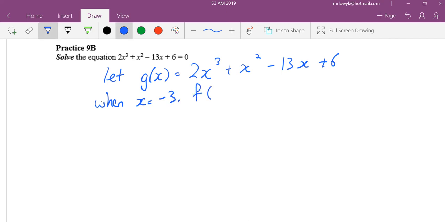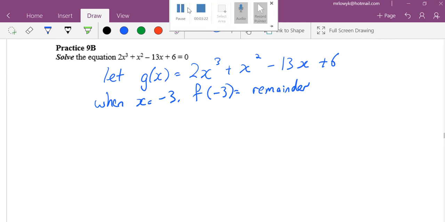f(-3), and then you sub it in, right? But what is the magic word here? What should you write first? f(-3) is equals to remainder, right? Remainder. And I sincerely hope that later on you look at the remainder. The remainder is what number? 0, right? Should be 0. If not 0, then got problem. Can you all do now? So I pause the video now and go.